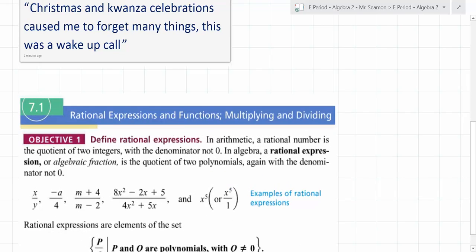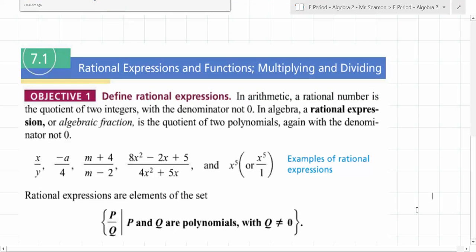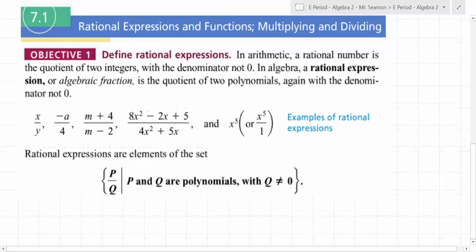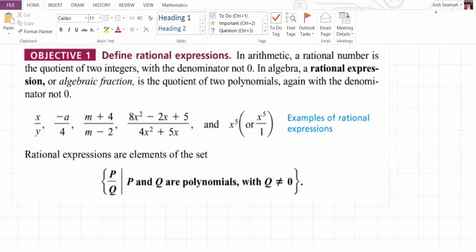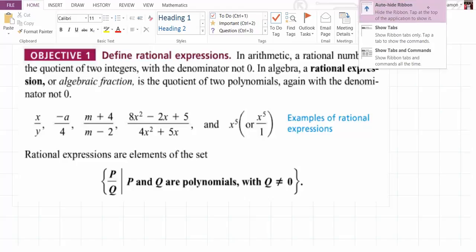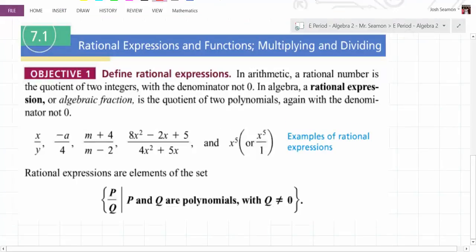Rational functions. What are the first 5 letters of rational? Ratio. So it's a ratio of what? A rational function is a ratio of 2 what? Anybody want to guess or read what it says up there? Ratio of 2 polynomials. 2 polynomials.